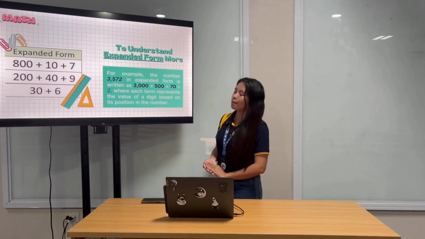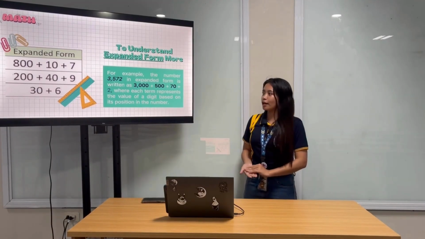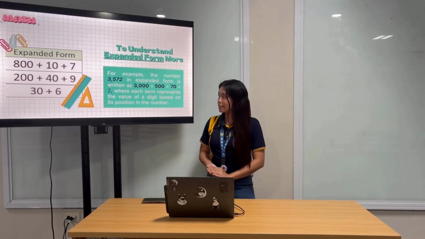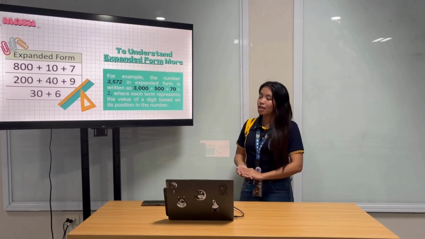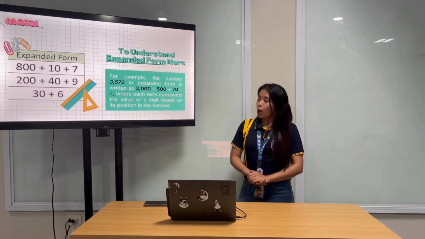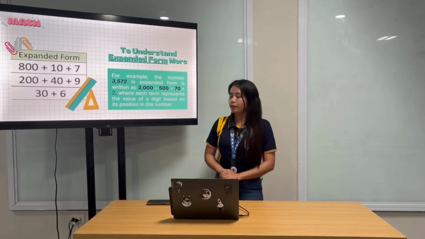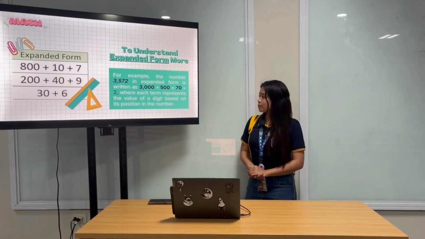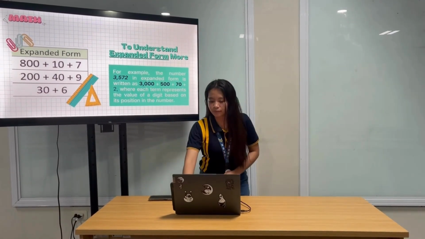Another example is 3,572. In expanded form, it's written as 3,000 plus 500 plus 70 plus 2, where each term represents the value of a digit based on its position in the number.